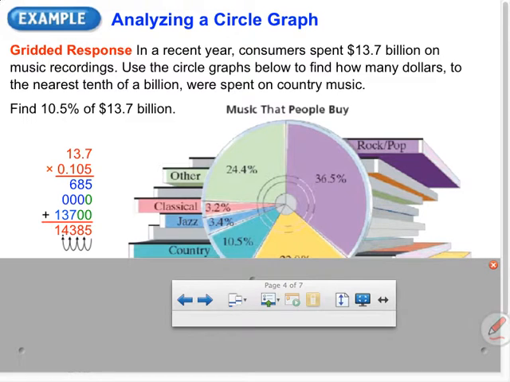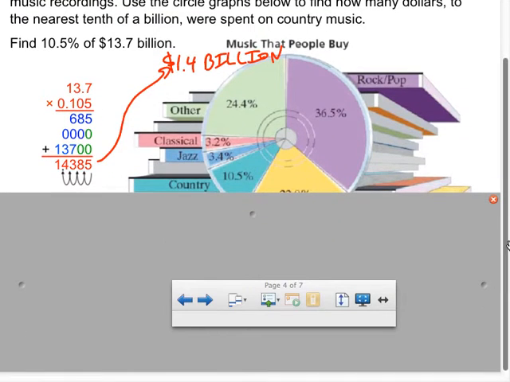So in this case, my answer to the nearest tenth of a billion is going to be 1 and 4/10 billion is spent on country music. Are we good? Okay, so let's move along.